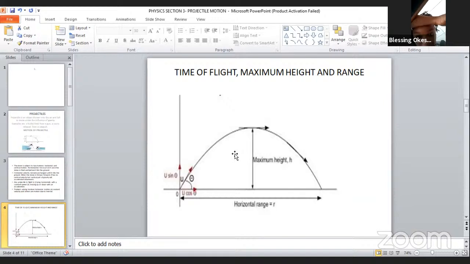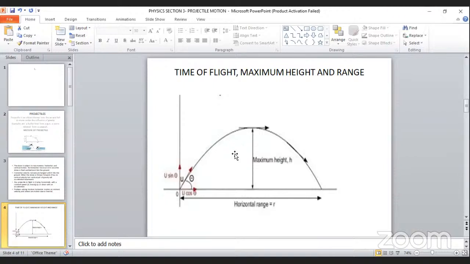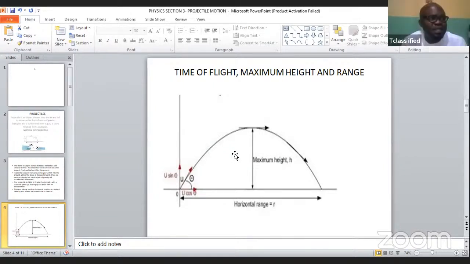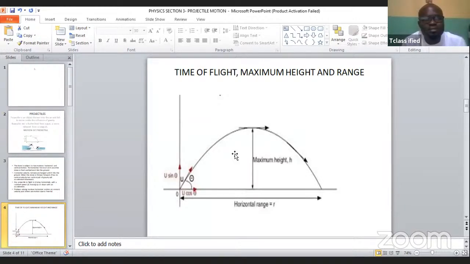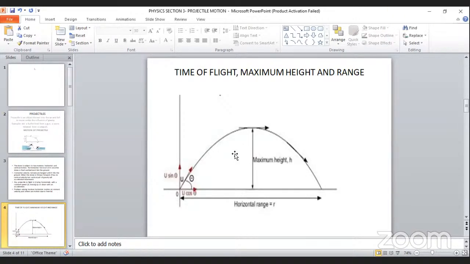Can you mention five parameters that I just mentioned concerning projectile motion? Five parameters that you consider when you're considering a projectile motion. The maximum height. Maximum height, okay. The horizontal range. The horizontal range, okay. Time of flight. Time of flight, okay.